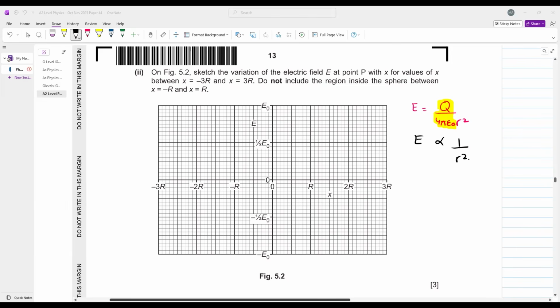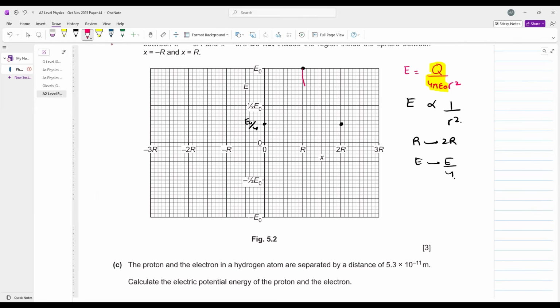Now if you further realize, what is happening here? Electric field strength is becoming inversely proportional to r squared. At a value of r, you have an electric field strength of E naught. But as your r doubles, the electric field strength will become 1/4. Now, sir, how to locate 1/4 of electric field strength? This is half. Half of it, you go to the middle here. This is E over 4.